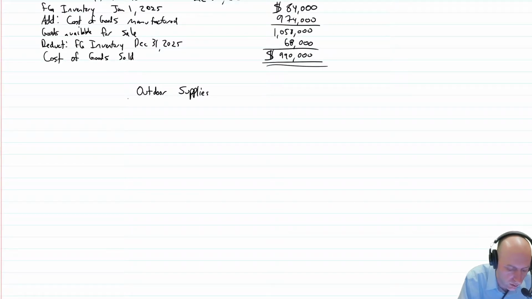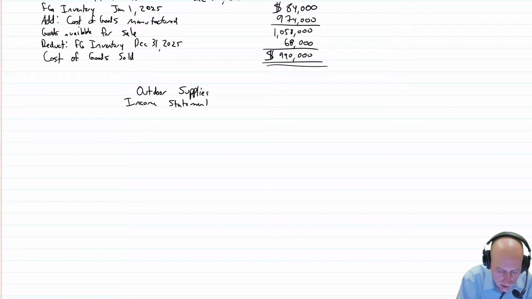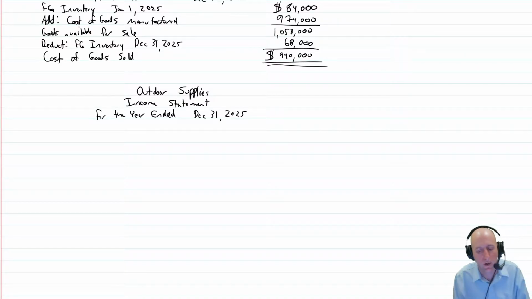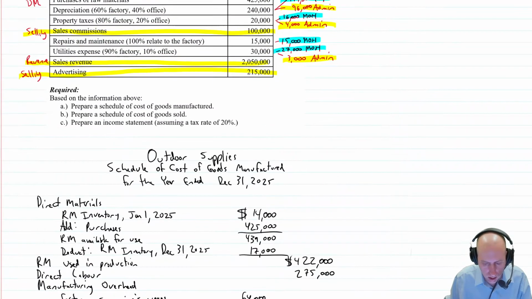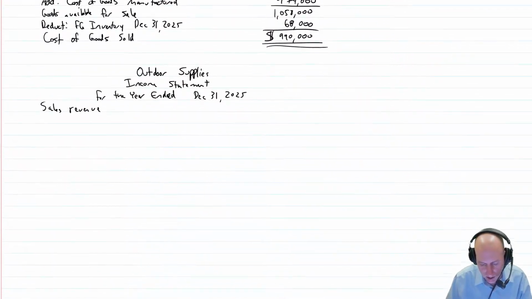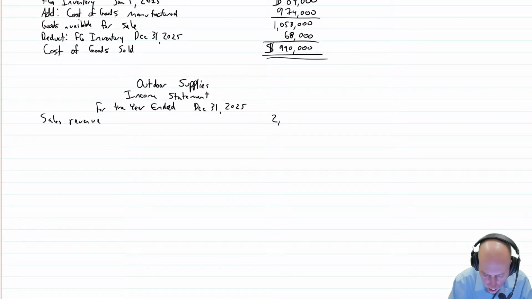Name of our statement, we are preparing an income statement, and income statements get dated for the year ended and then the date, December 31st, 2025. So as I said, it's a summary of revenues and expenses, but we do it in a logical way and the formatting matters. We start though with our sales revenue. And our company's sales revenue was $2,050,000. So that's a good starting point.